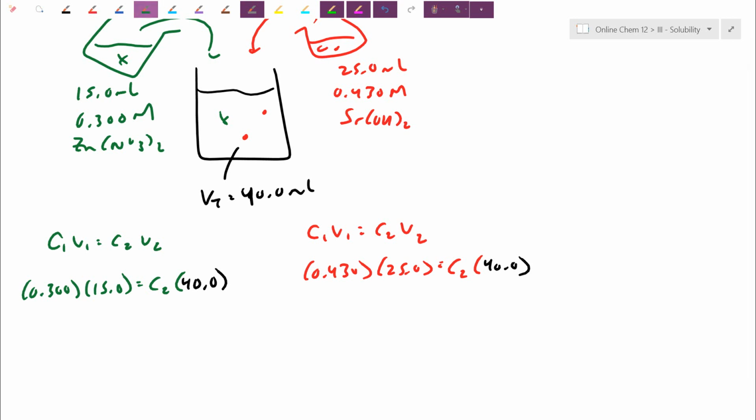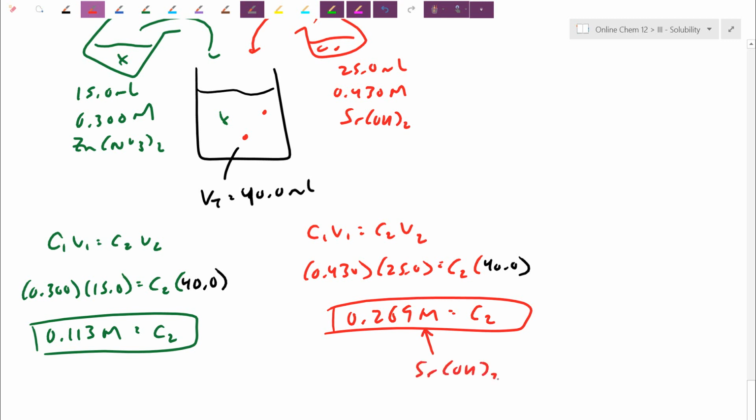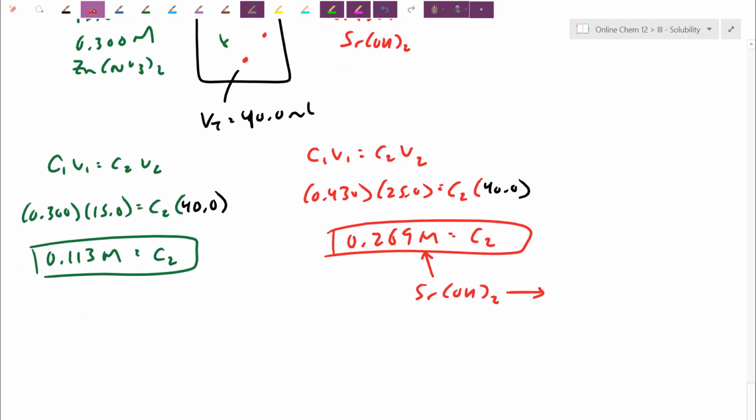So let's calculate our new concentrations first. I have 15 times 0.3 divided by 40. I'm getting here 0.1125, so 0.113 molar. Notice that that concentration has dropped. Similarly, on the other side here, 0.43 times 25 divided by 40. The concentration here is 0.269 molar. Now, to be sure, this concentration here is referring to Sr(OH)2. The other concentration here is referring to Zn(NO3)2.